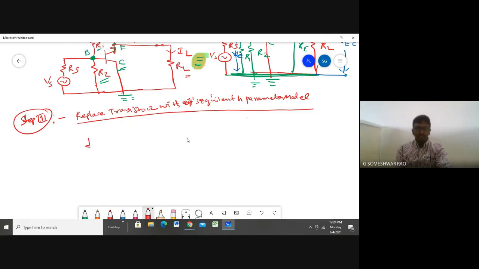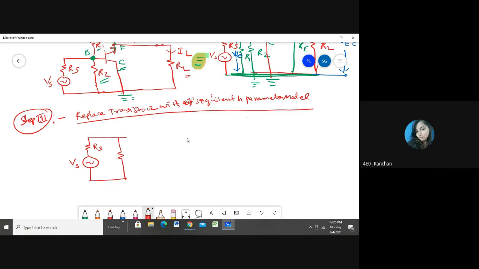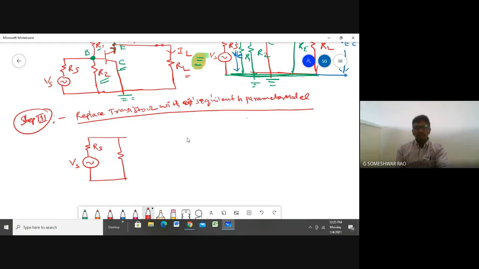So this is nothing but RS. This is VS. Now we have R1 in parallel to R2. That R1 in parallel to R2, what do you say? Can I represent it as RB? RI? No, it is R suffix B. Is it okay?